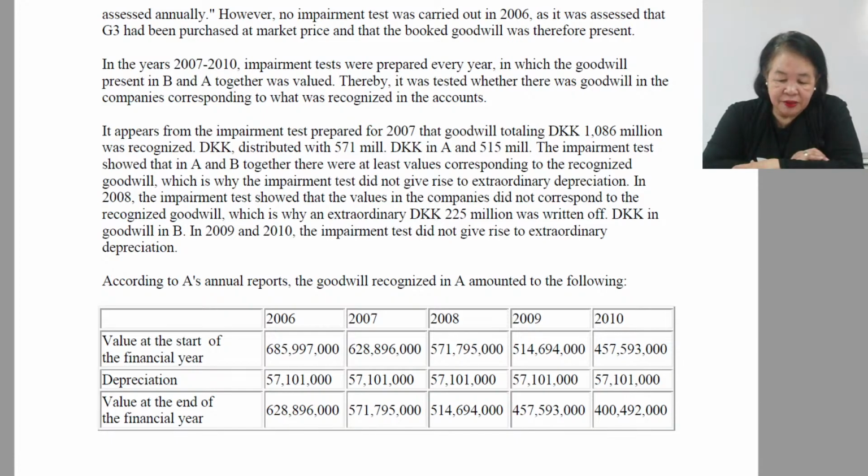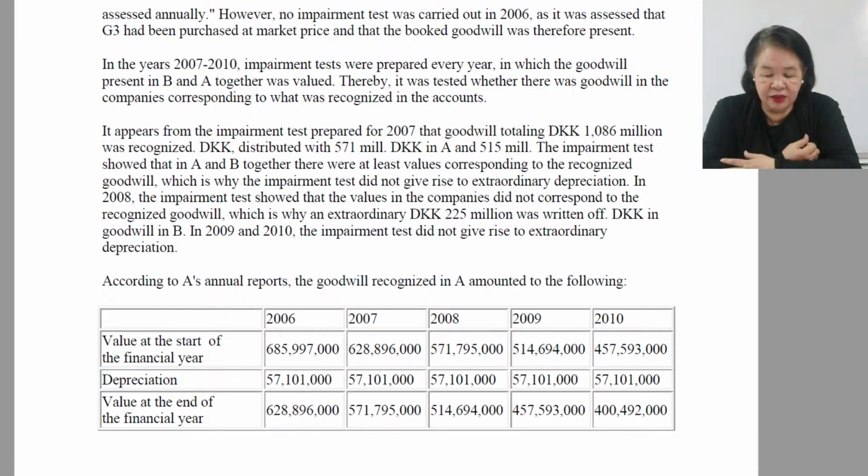So may impairment test. It appears from the impairment test prepared for 2007 that goodwill totaling DKK 1.086 million was recognized. DKK distributed with 571 million Danish krone in A and 515 million, no? So the impairment test showed that in A and B together, there was at least values corresponding to the recognized goodwill, which is why the impairment test did not give rise to extraordinary depreciation. No? Kasi din-appreciate nila yung, inamortize nila yung goodwill.